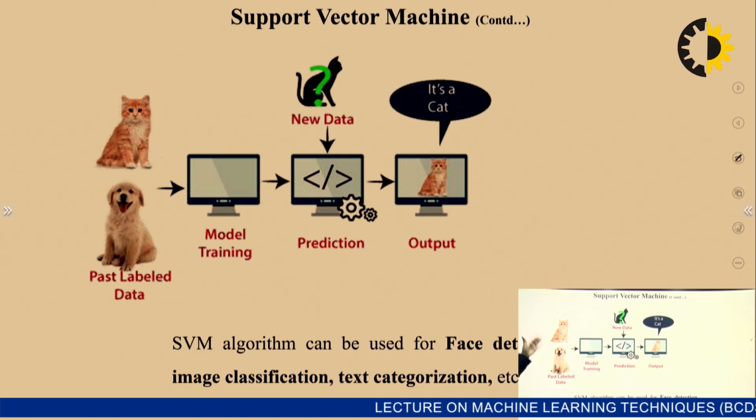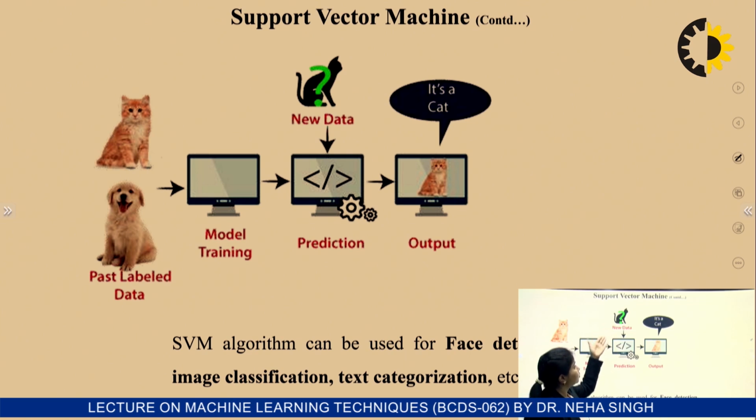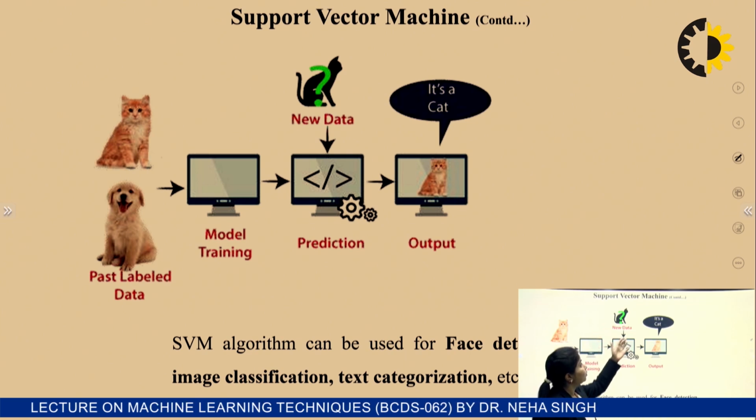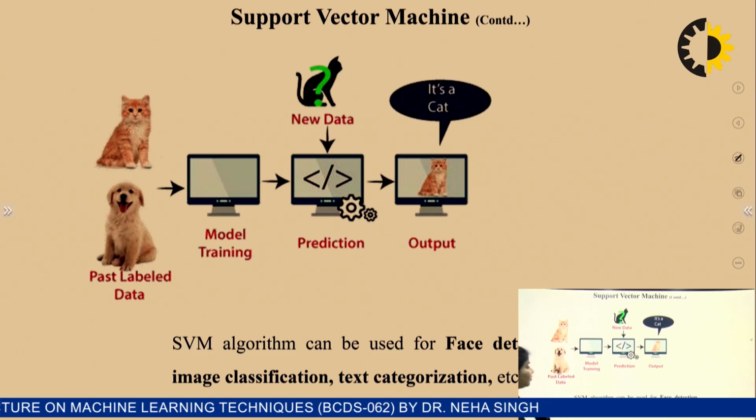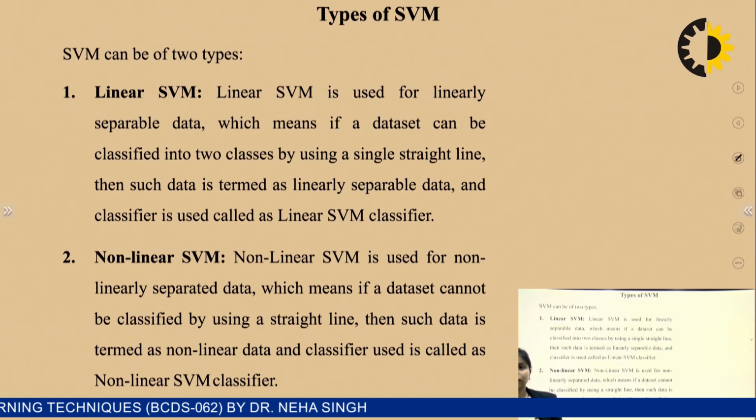The machine is given labeled data, like one image is a cat and one is a dog. The model is trained, learns the patterns, and then predicts on new data. When new data comes to the machine, it predicts that it's a cat. The SVM algorithm can be used for face detection, image classification and text categorization.